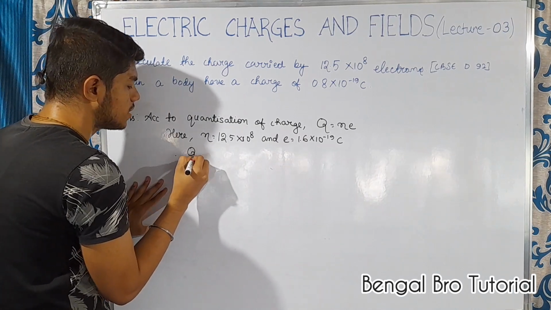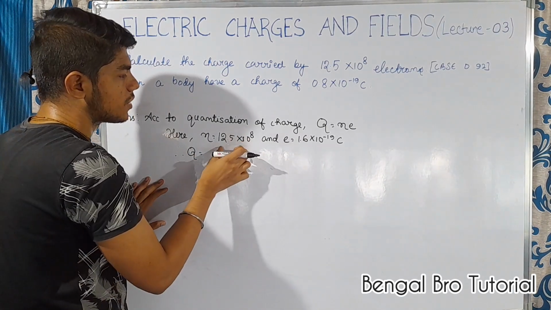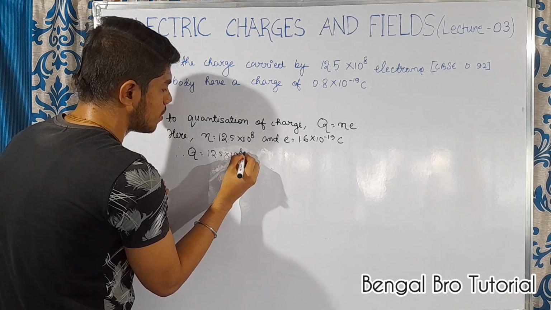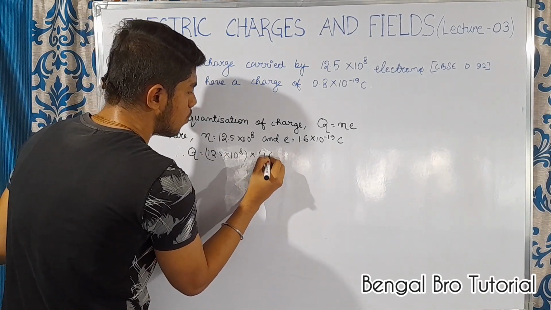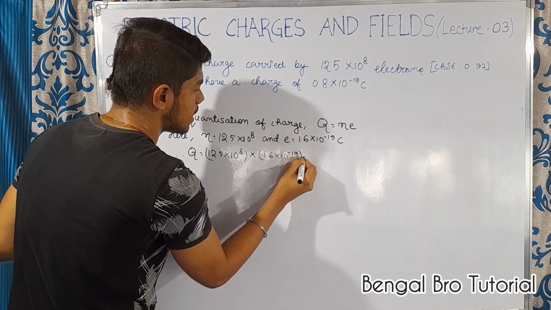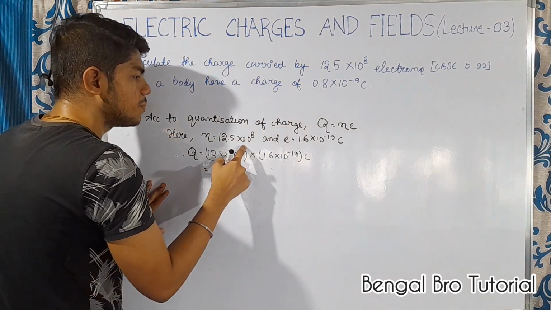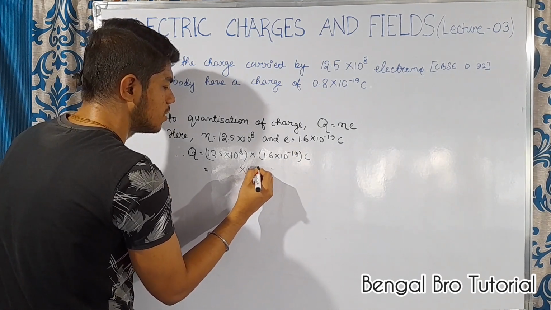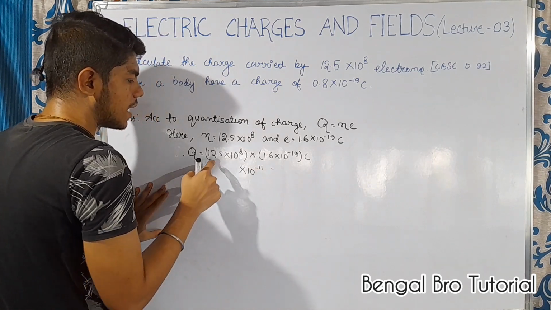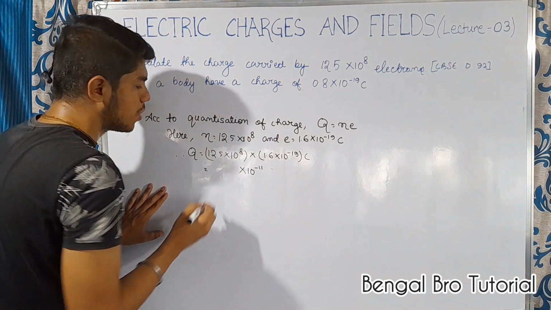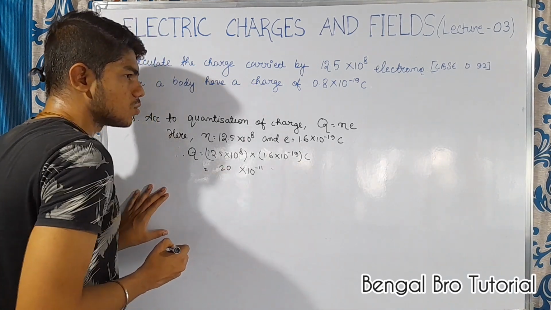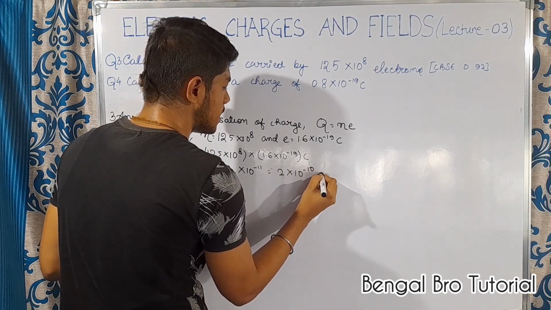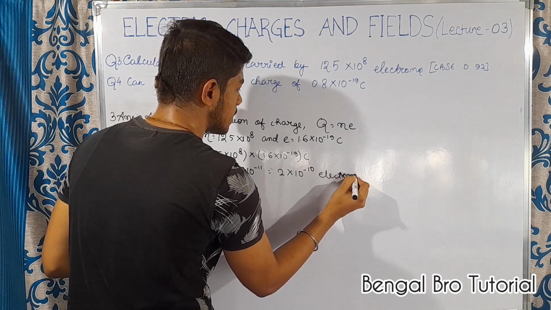Therefore, we can calculate the charge carried by this number of electrons using this formula, which will be equal to 12.5 into 10 to the power 8 into 1.6 into 10 to the power minus 19 coulomb. 10 to the power 8 into 10 to the power minus 19, if you multiply, you will get 10 to the power minus 11. And 12.5 into 1.6 will be equal to 20. So the final answer will be equal to 2 into 10 to the power minus 10 coulomb.